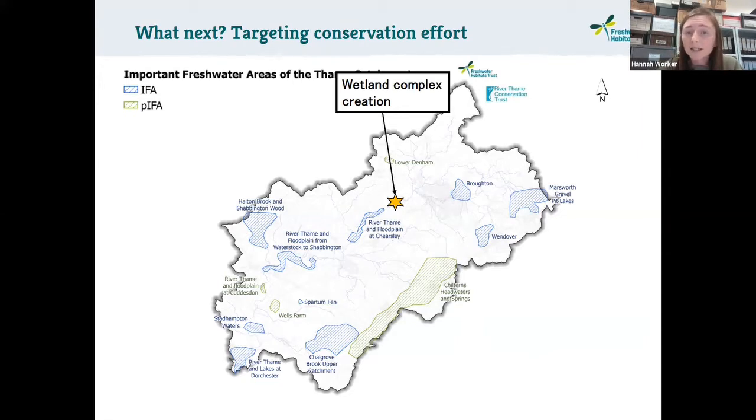The next, so this is just outside the IFA, but it's worth noting again that these boundaries are guidelines, they're not necessarily a hard boundary. And the habitat here is quite similar. So there aren't as many records up this area, but potentially it's not been as well surveyed. And building along this floodplain, we can hopefully extend out from this IFA.